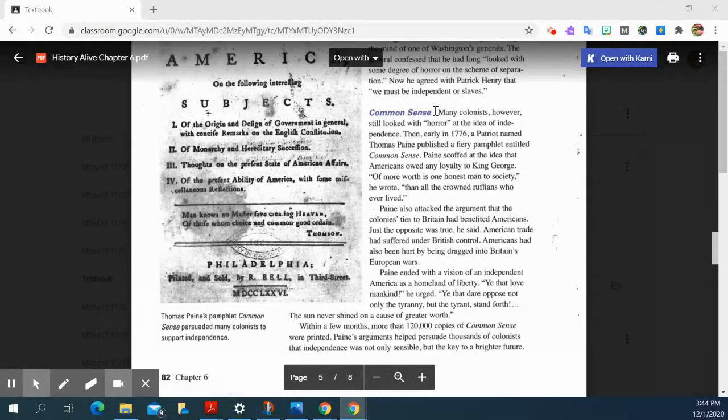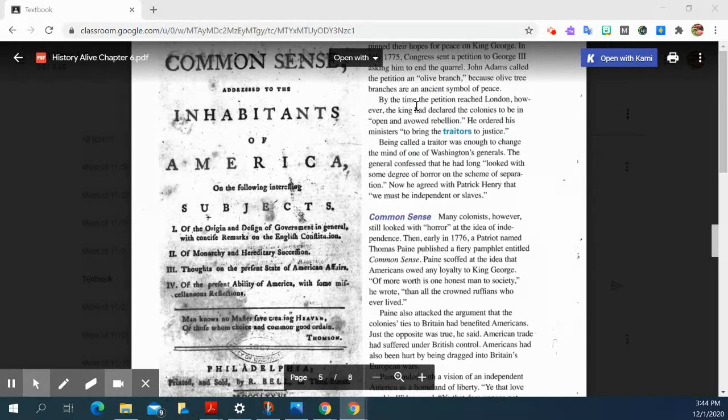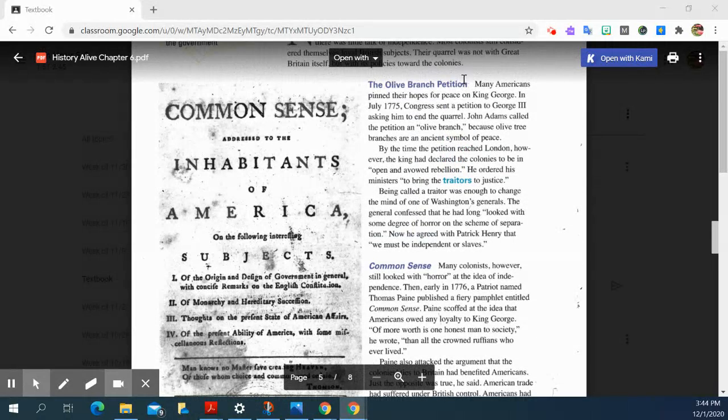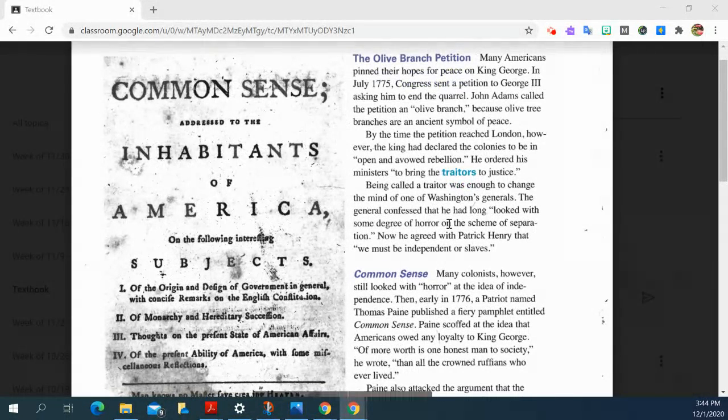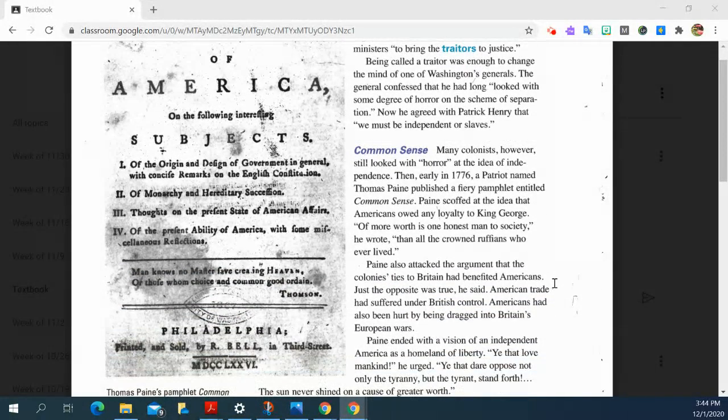Okay, so common sense. You can see this heading is in italics. So that means that it is either a book or a document, some sort of document, because you can see up here, this olive branch petition is not in italics. It's not leaning over. So many colonists, however, still looked with horror at the idea of independence.